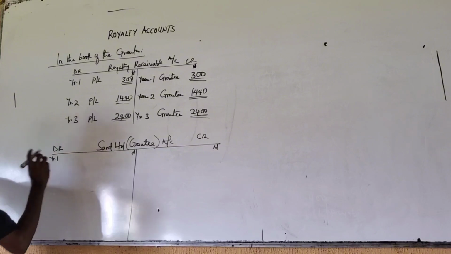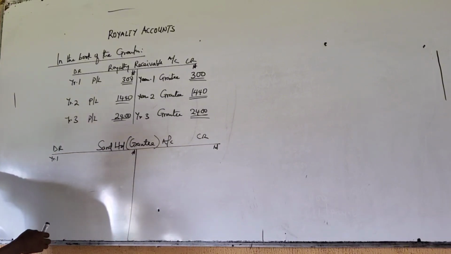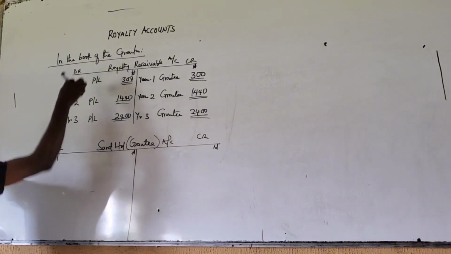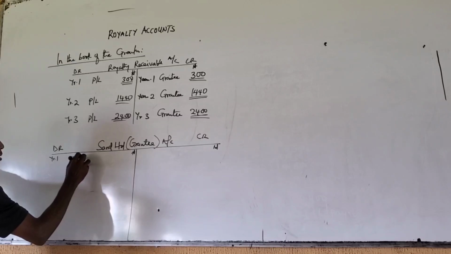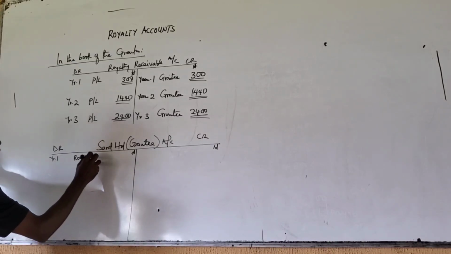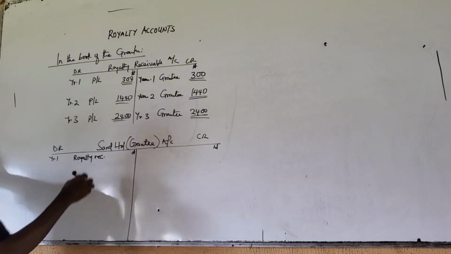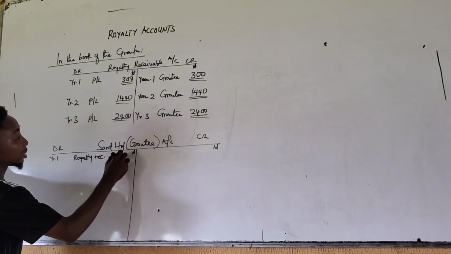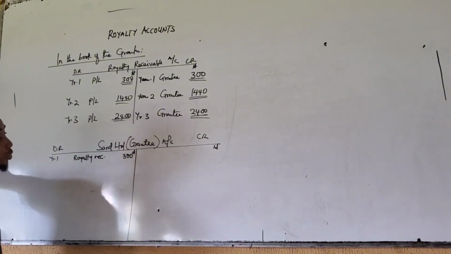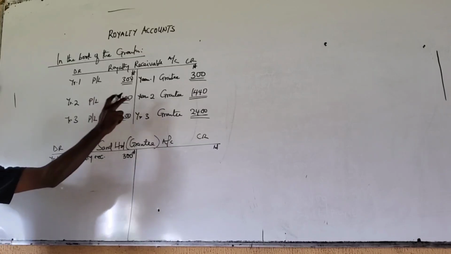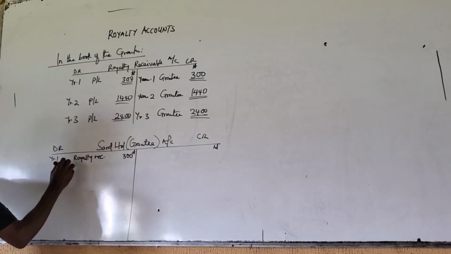Year one, start from the debit side. What is the amount of royalty due from the tenant? How much is the actual royalty in year one? 300. And there is a short workings of how much?